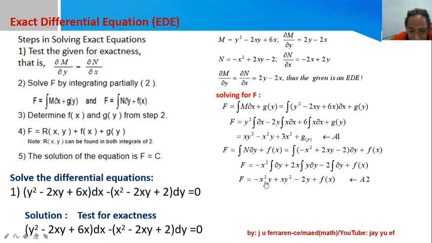So, x squared y. Negative x squared y, minus y squared over 2. So 2 is eliminated. So xy squared minus 2y plus the unknown function containing x, because x is considered constant under the partial integration process. So I have two possible answers or equations of f from 1 and 2.